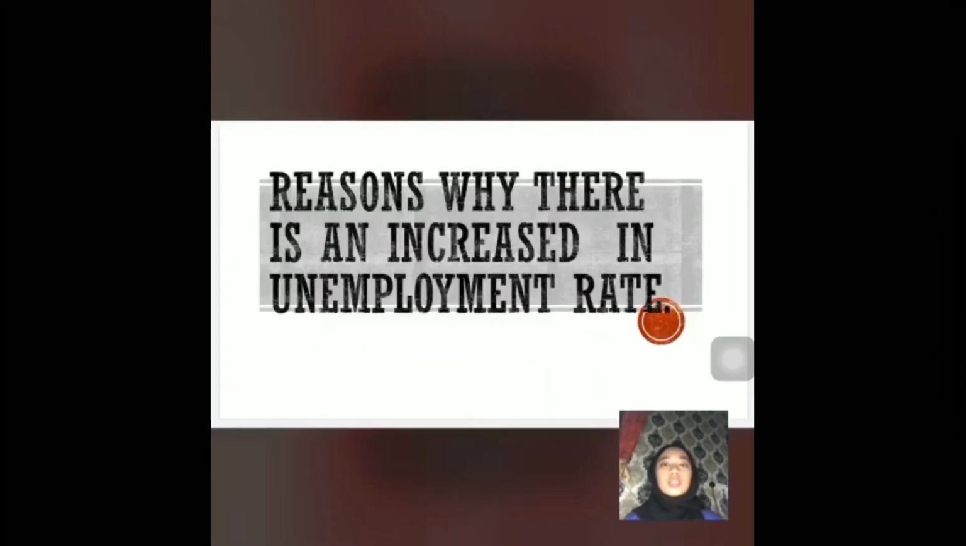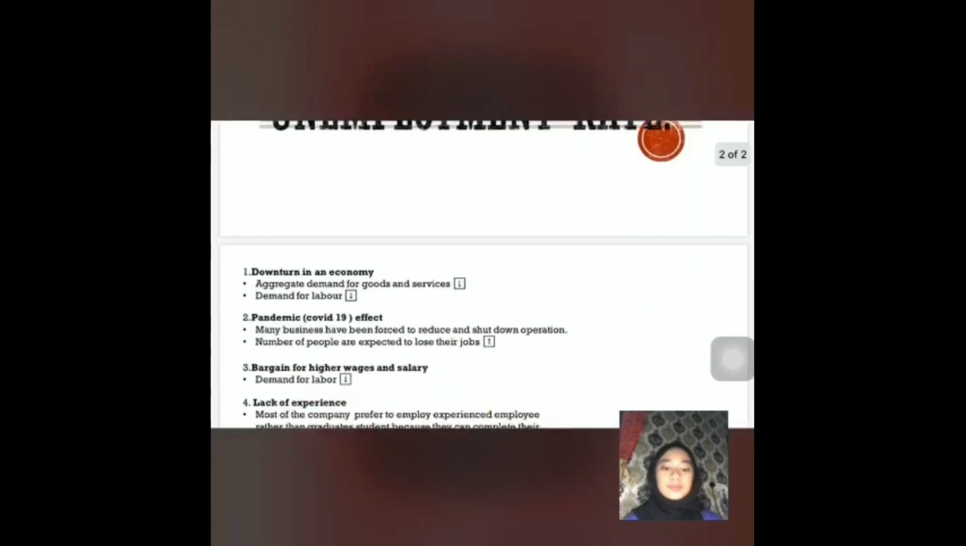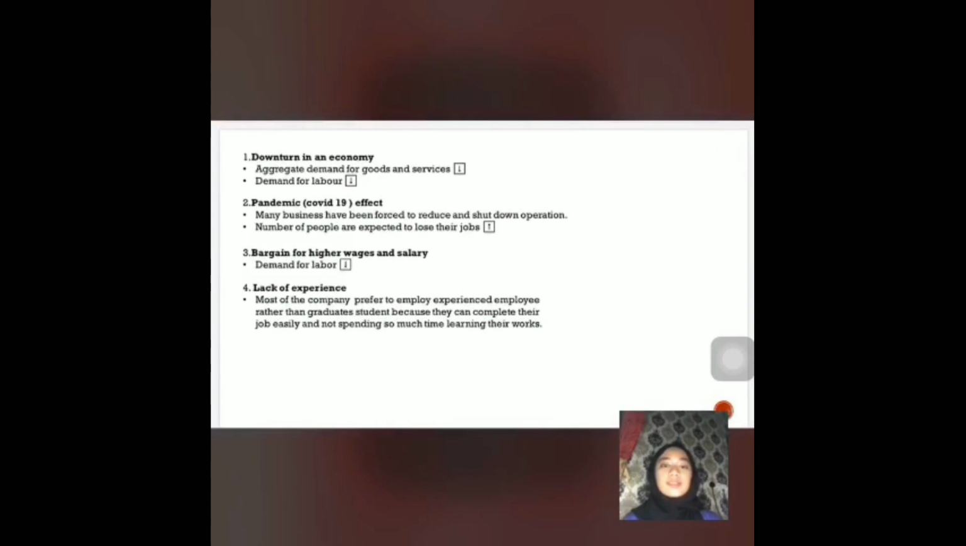Assalamualaikum warahmatullahi wabarakatuh. My name is Hani. I'm going to explain several reasons why there is an increase in the unemployment rate in Malaysia. The first reason is a downturn in the economy. When there is a downturn in the economy, the aggregate demand for goods and services will decrease. This situation leads to a reduction in production. If firms are producing less, then there will be a reduction in the need for workers, which can cause layoffs.